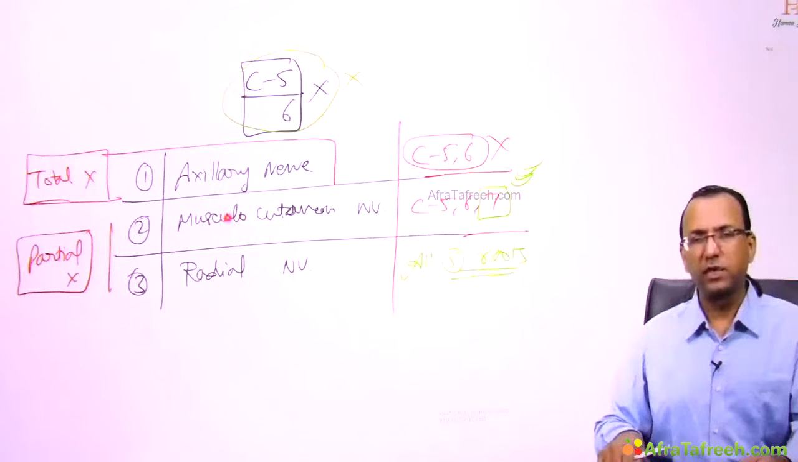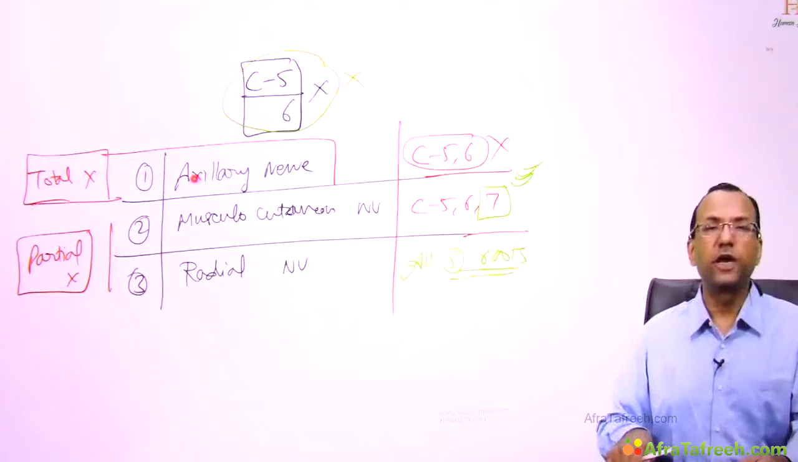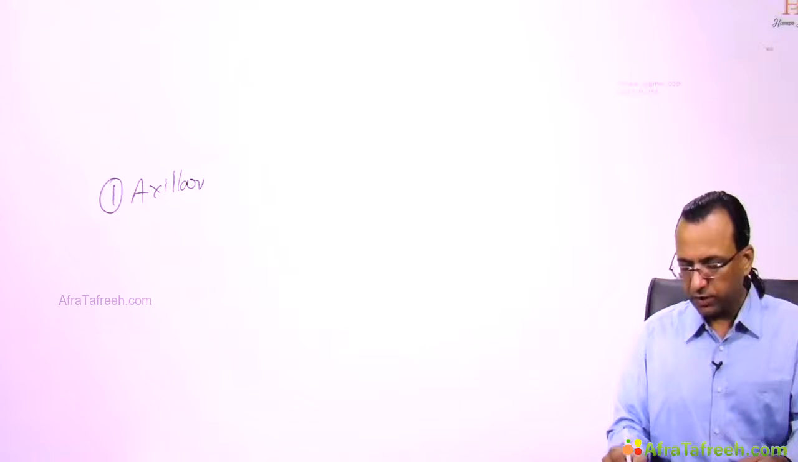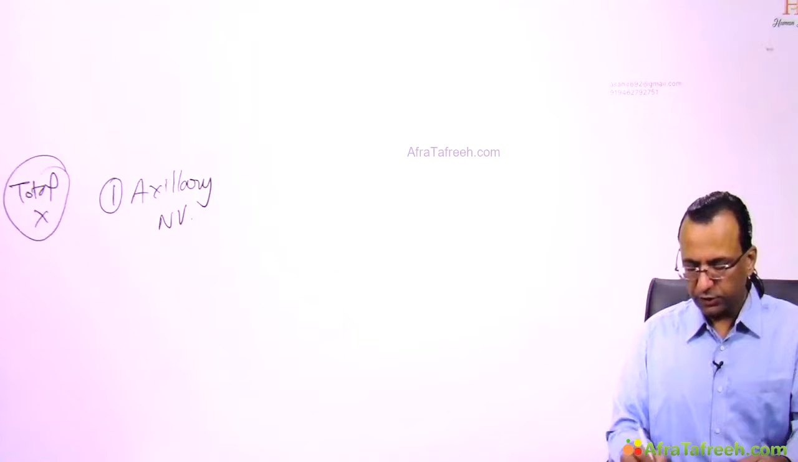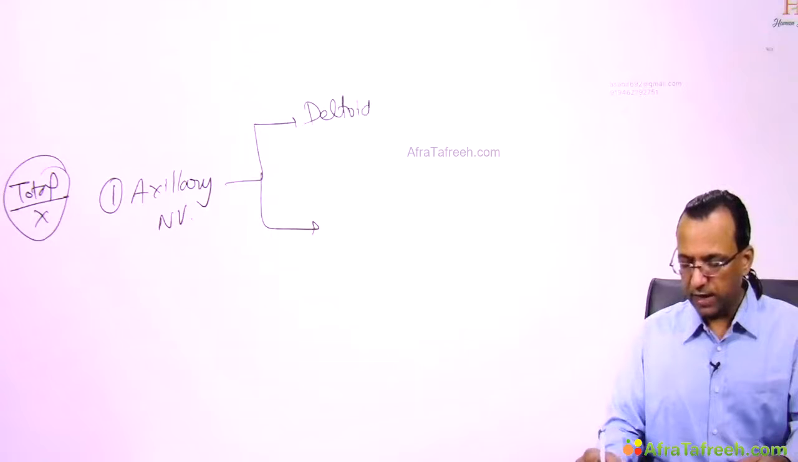First you start with the total injury of the axillary nerve, number 1. So, we start with the axillary nerve. See, it is a total injury of the axillary nerve. Because it is total injury of the axillary nerve, there is total paralysis of 2 muscles, namely the deltoid muscle and also the teres minor.